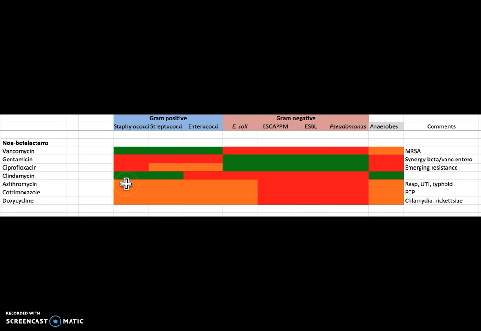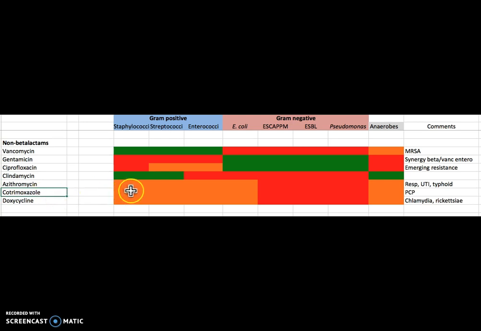Azithromycin is an unusual antibiotic insofar as its coverage against the conventional organisms is not quite as good as we'd like, but it has particular place in respiratory infection against things like chlamydia and mycoplasma and Legionella pneumophila and Legionella longbeachae. There is use in urinary tract infection in some resistant cases, and it has a particular use in enteric fever due to Salmonella typhi.